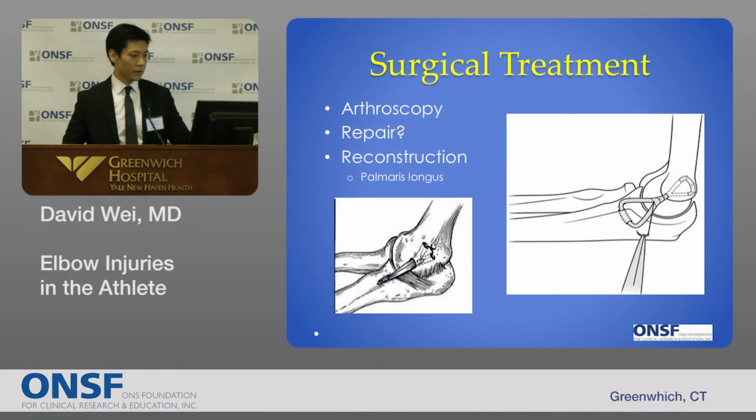The surgical treatment, there are many different methods, but essentially we take a reconstruction of the ligament by using a tendon from the arm, the palmaris longus, and making the ligament in its usual anatomic position through a variety of different ways.